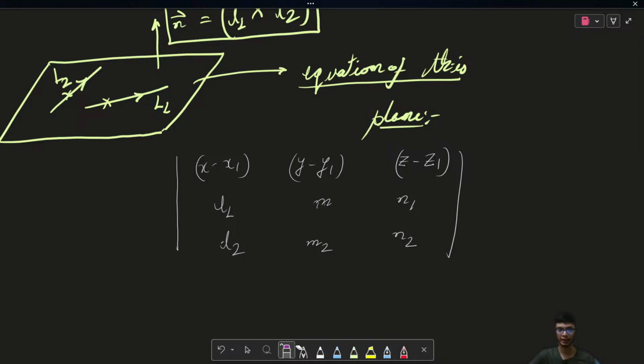Oh, sorry, it should be M1, right? Yes. So this part should be equal to 0, right? So if you do this particular relation, then you will be able to get the equation of the plane.